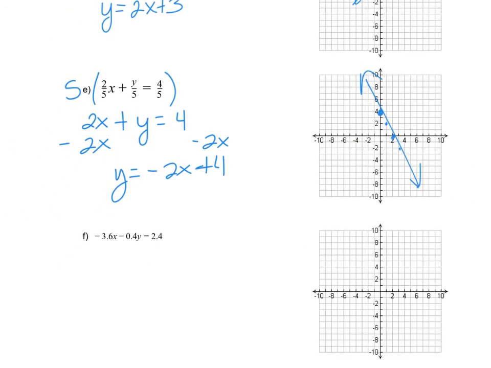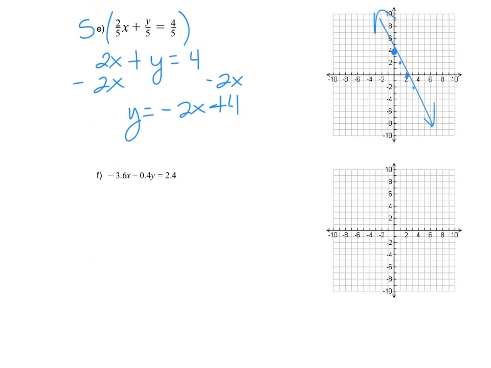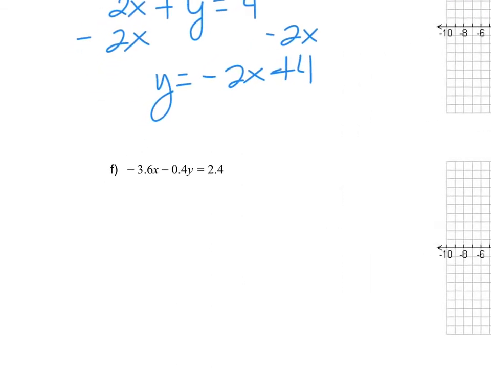This next one is a little bit similar. So you have all these decimals. If you remember that homework assignment from a couple sections ago, we had to get rid of all these decimals. And how do you do that? Well, you multiply everything by 10. So that gives you negative 36x minus 4y equals 24.